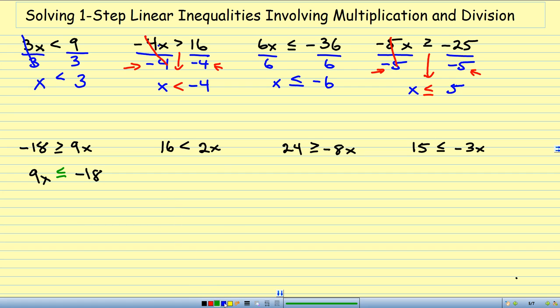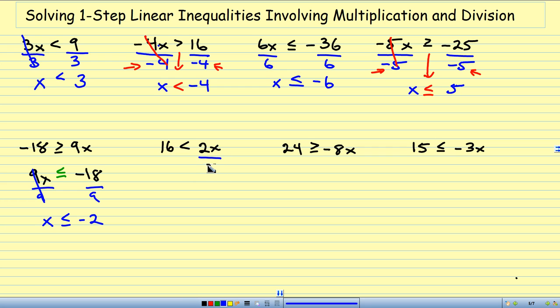Now I can solve this just like I normally would. So divide both sides by 9. I'm dividing by a positive, so I'm not doing anything special. So the 9's cancel out. I have x is less than or equal to negative 2. I could also switch it at the very end. So in this case, I switched it at the beginning. I put the 9x over on the left. I put the negative 18 over on the right. I could wait to the very end to do that if I want to.